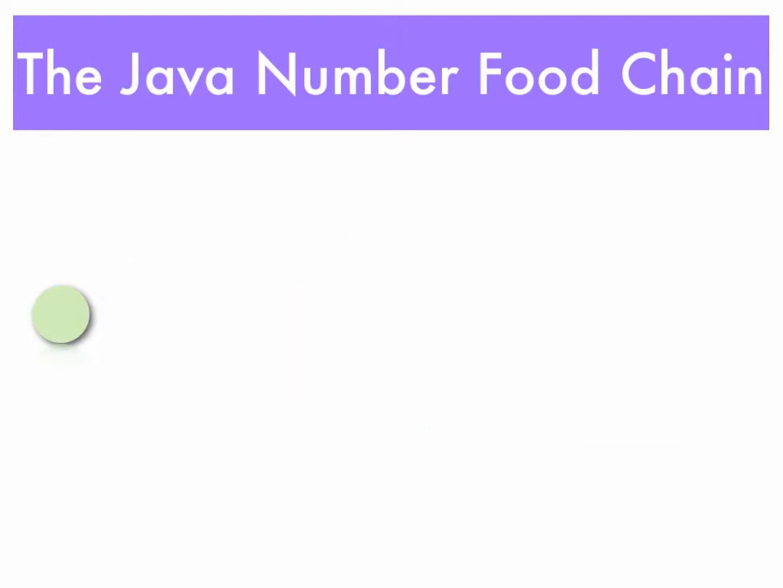So our first element in the Java number food chain is the simple byte. It requires 1 byte of storage. It can hold an integer, a whole number. It can hold an integer within the range of -128 to +127.